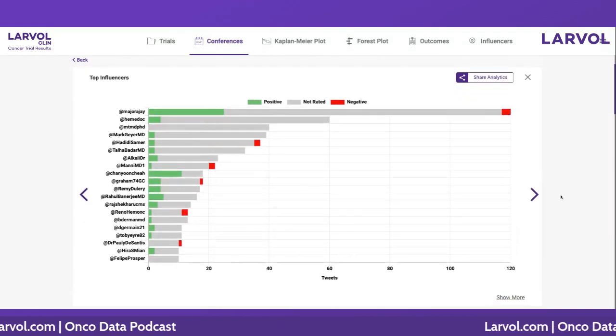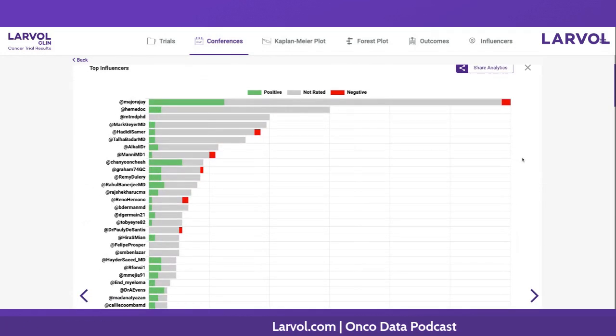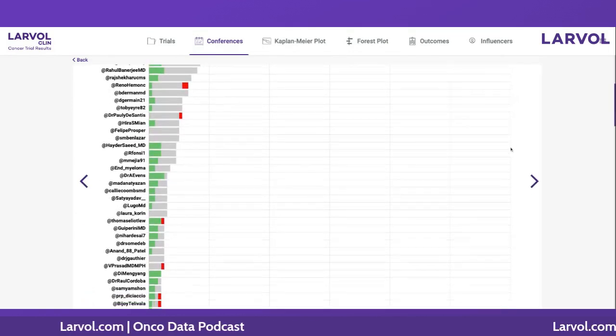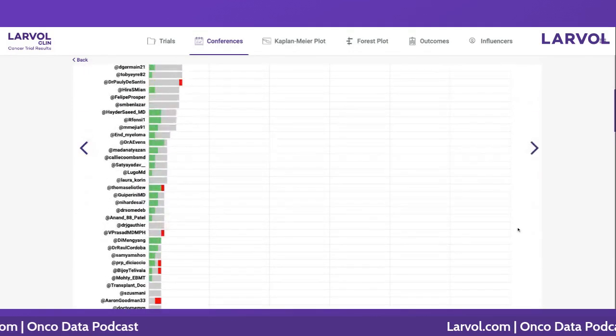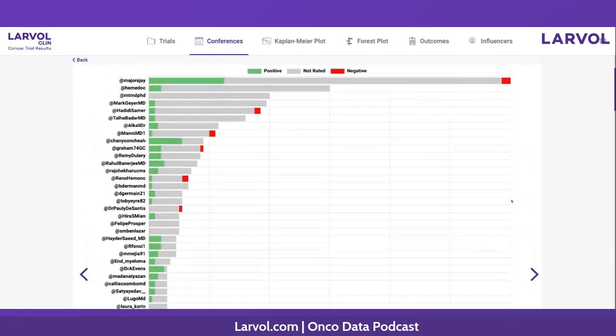And again, you can have a long tail. You can click on show more, and you have a long tail of people who didn't post that much, as well as people who have been really active. So you see more than 120 tweets from the same person.